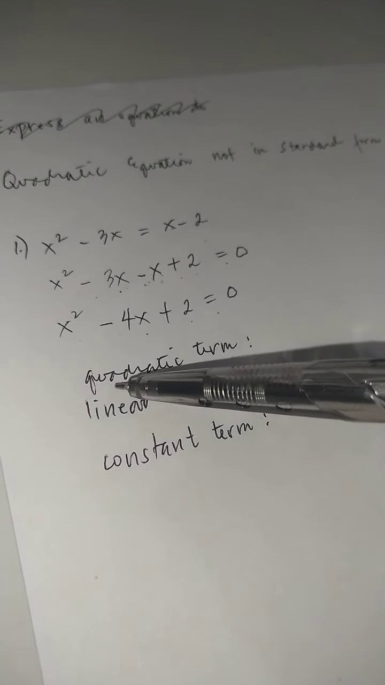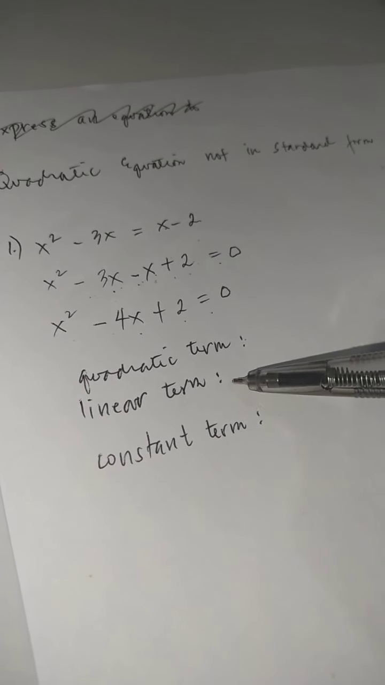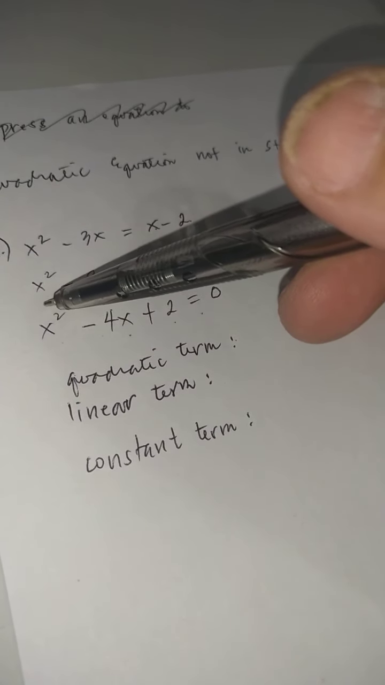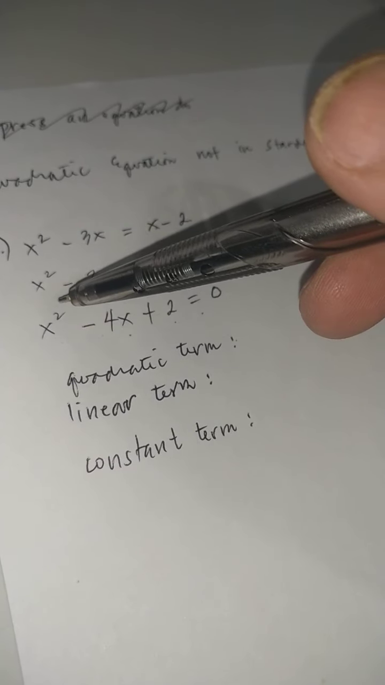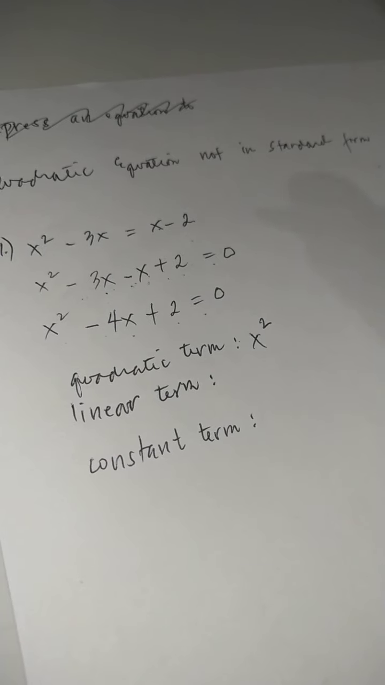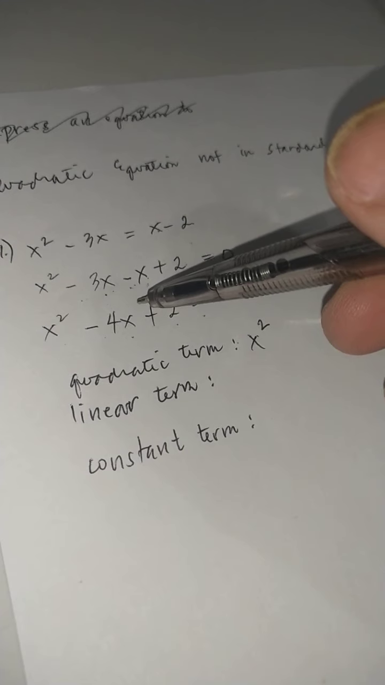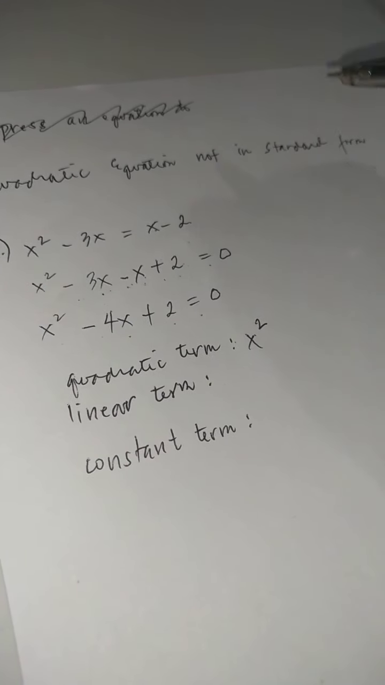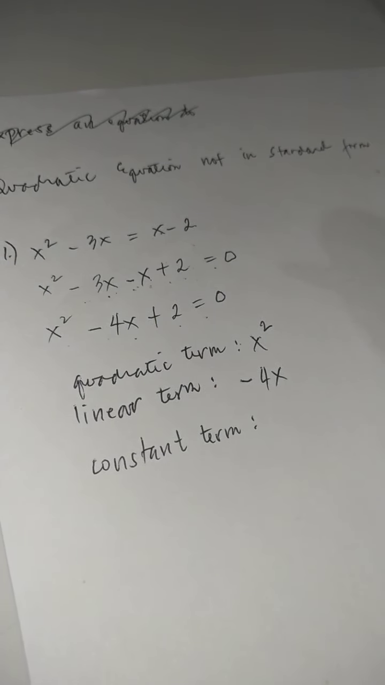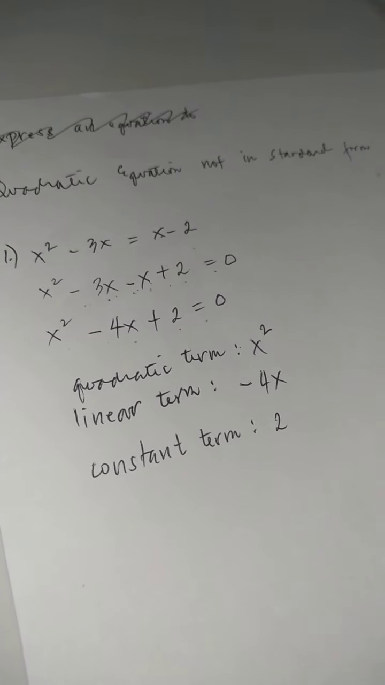Next, let's say we are asked to determine the quadratic term, the linear term, and the constant term. The quadratic term is this one, the one with the exponent 2. So we have x squared. What is the linear term? The linear term is this one. How did we know? Because it has an exponent 1, and that is negative 4x. How about this one? It is the constant term.